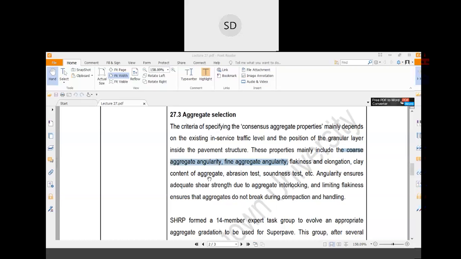The clay content of the aggregate. So basically, you have to find out what is the clay content in the aggregate, whether there is any clay content or not. Then abrasion test, you know about that. Abrasion test is conducted to know the hardness of the aggregate particle. Then soundness test. Soundness test is conducted as a chemical test. It is conducted to find out whether weathering action will affect the aggregate or not, etc. These are the different types of tests or properties based on which the particular aggregate batches are selected.